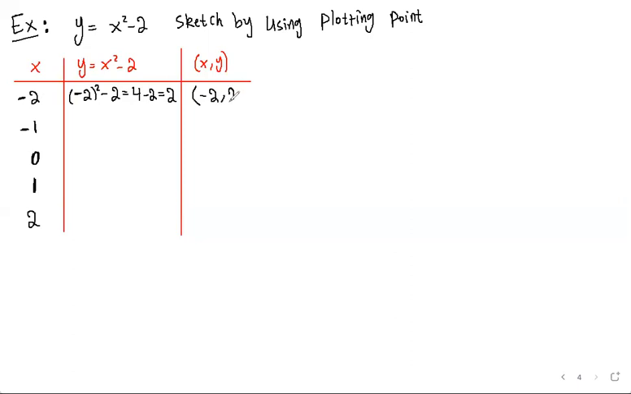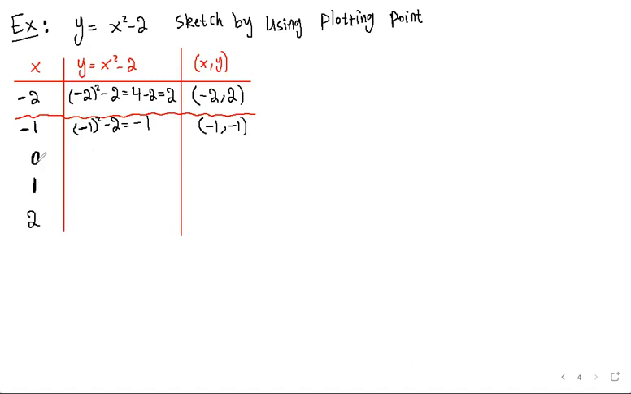-2, comma 2. Who will do the second one? It would be -1. Same idea. I plug in -1: -1 squared is 1, minus 2 is -1. So -1 squared minus 2 gives me -1. So the point is -1, comma -1.